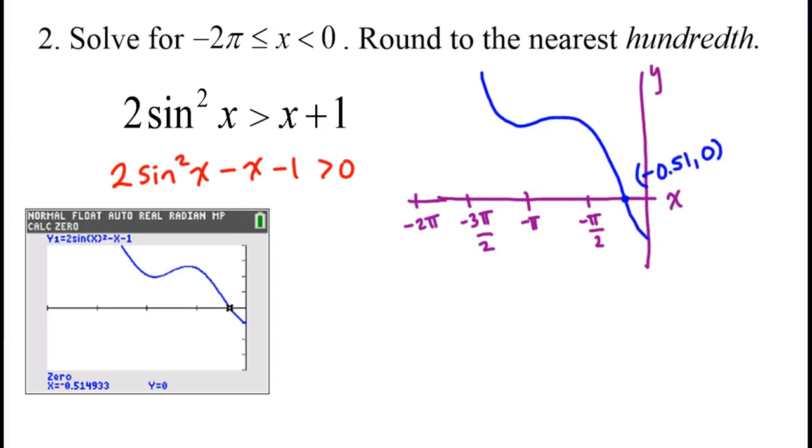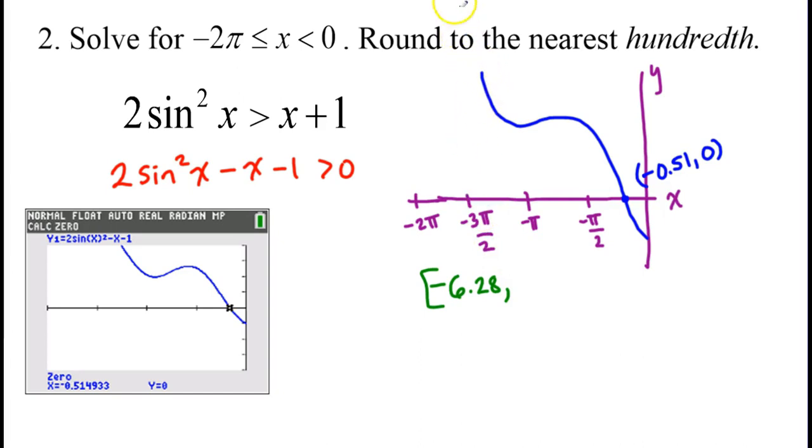Okay, keep in mind we have to answer this question. It's an inequality, so we want the interval between negative 2 pi and 0 that satisfies that inequality, for which the left side is greater than 0. So we really want all the way up until that point. So within that interval, we want negative 6.28, including that side, right? So a bracket, a square bracket, includes that point.